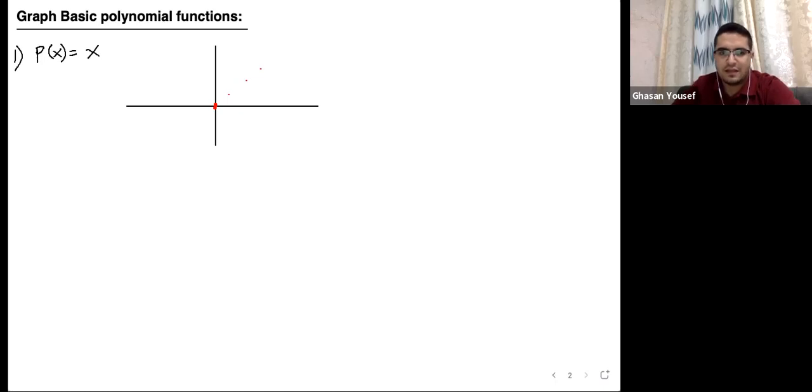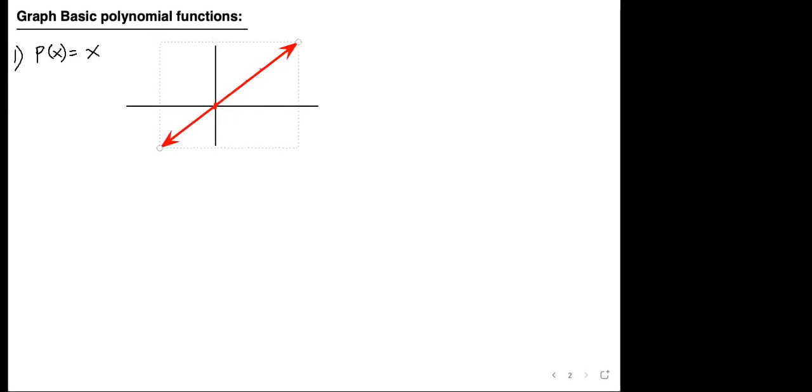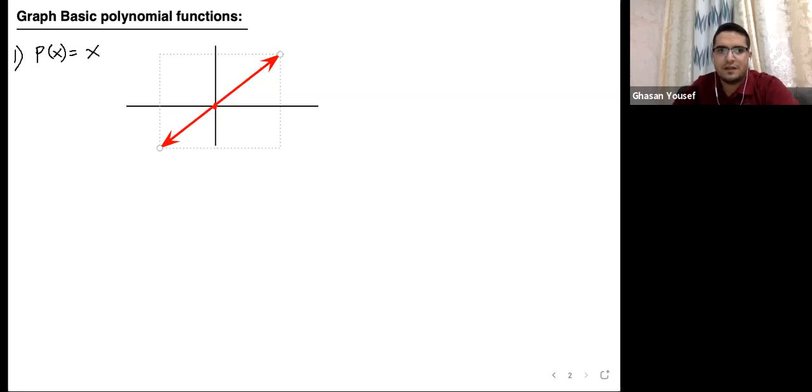And at the same time, this is a polynomial function. So this is the linear function, and this is the graph of the function. The graph should be like this line. So this is a linear function and also a polynomial function. This is the basic, easy one.